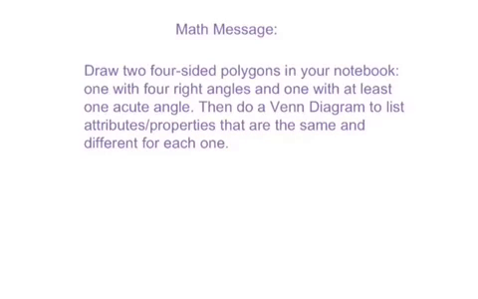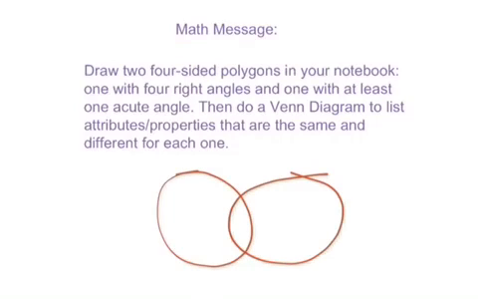Okay, so the math message. In your notebook, please draw 2 four-sided polygons, one with 4 right angles, and one with at least 1 acute angle. After you've gotten them drawn, do a Venn diagram. Remember, a Venn diagram is one of these, where you will write the things that they have in common in this section right here, and you'll write the things that are different for this polygon on this side and for that polygon on that side. Okay, so go ahead and do the list for the attributes or the properties that are the same and different for each one. When you have that done, come on back.